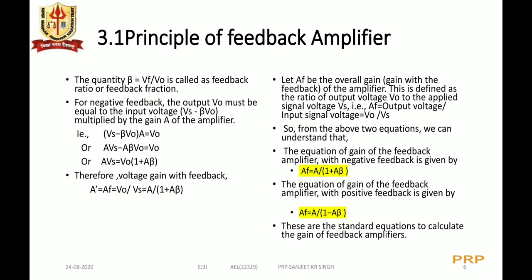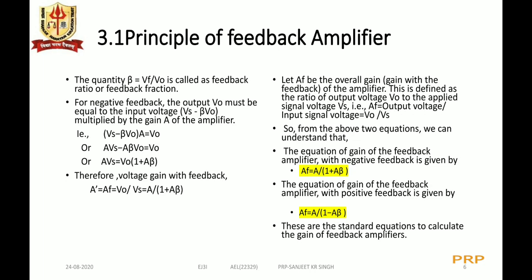So solving it for A Vs, taking the negative term on the right hand side, it will become plus, and from there we take out the Vout common. Therefore it is Vout within bracket 1 plus A times beta, that is the product of the amplifier gain and the feedback factor. Therefore the voltage gain with feedback A dash, also represented as Af, is equal to V0 by Vs, that is equal to A, the open loop gain, by 1 plus A times beta. Now let Af be the overall voltage gain, that is with the feedback of the amplifier. This is defined as the ratio of the output voltage Vout to the applied signal voltage Vs.